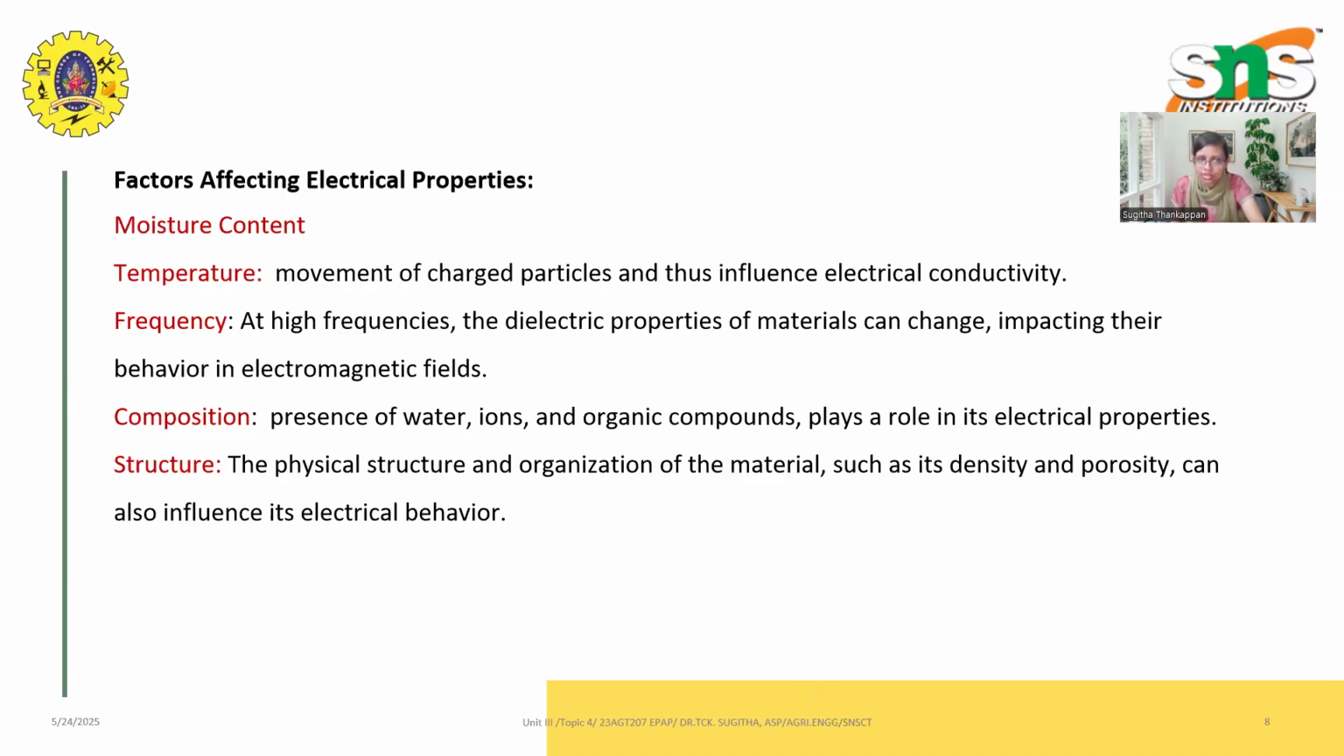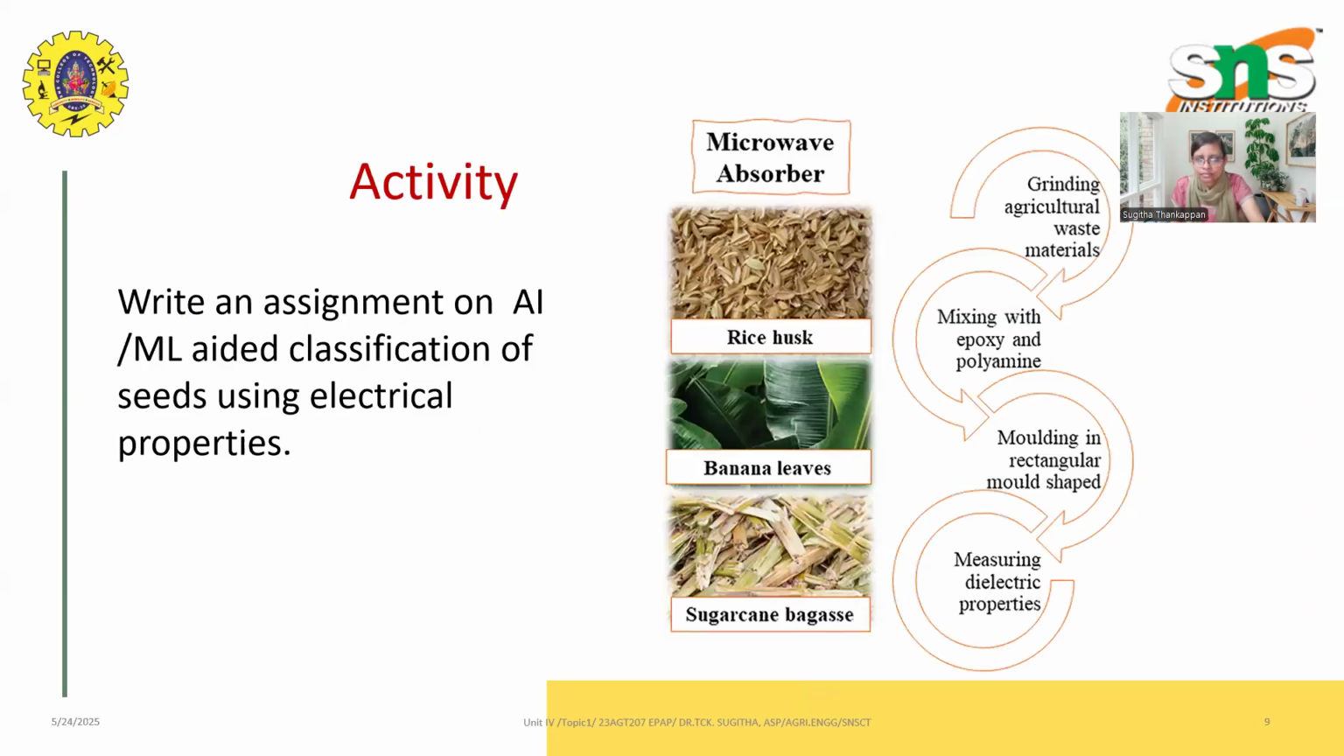Then composition. Here the composition of agriculture produce contains water, ions, organic compounds, solutes, etc., which play a role in electrical properties. Then the structure. Here the physical structure and organization of the material, such as its density and porosity, can easily influence the electrical behavior of the agricultural produce.